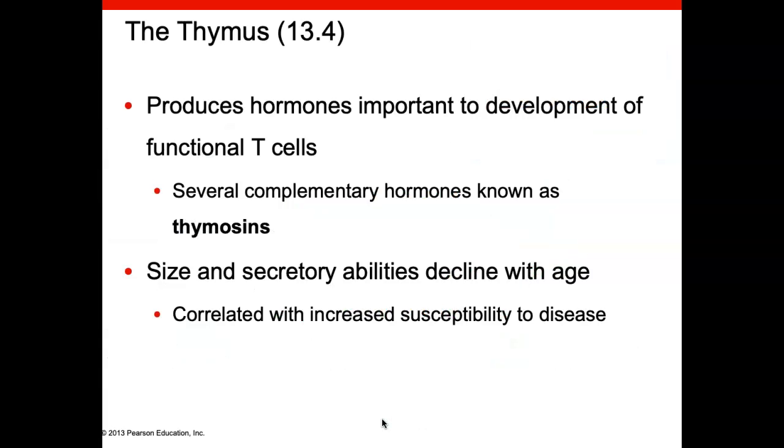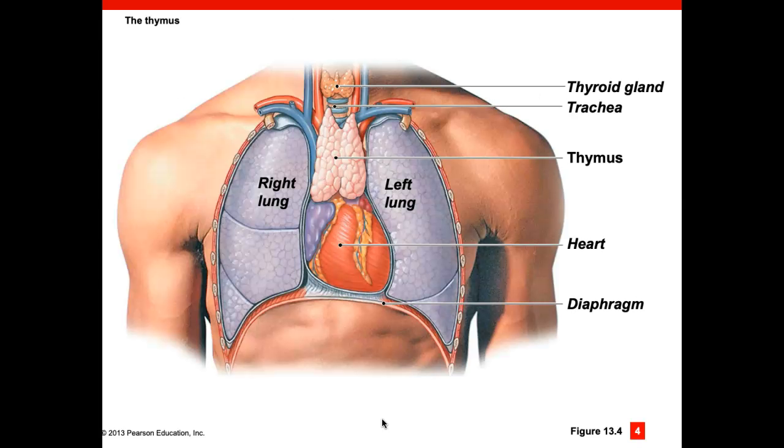The thymus produces hormones important to the development of functional T cells. Several complementary hormones are known as thymosins. And the size of the thymus and its ability to secrete thymosins declines with age. This is correlated with the increased susceptibility to disease. There's the thymus, below or inferior to the thyroid gland.